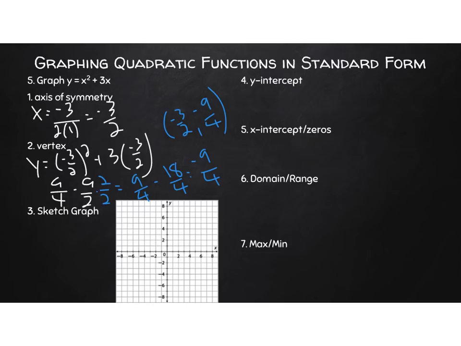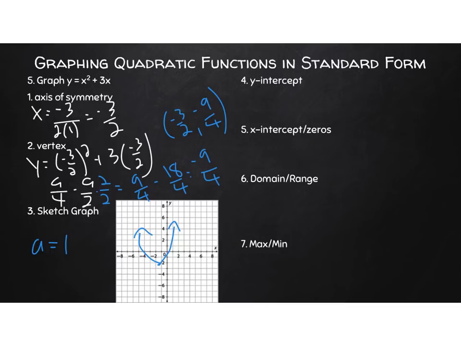So as we go to sketch that, we have a equals 1. Plot our vertex, that's -3/2, which is -1.5. And the -9/4 is -2.25. So we're right in here. And our sketch looks something like that.